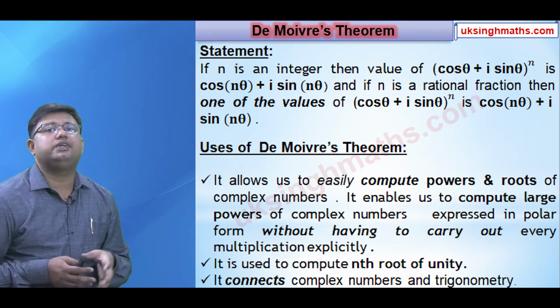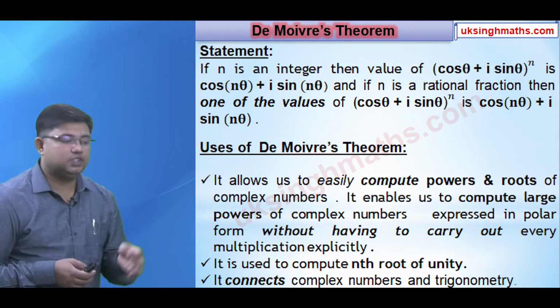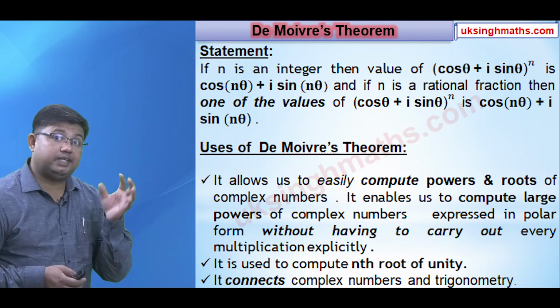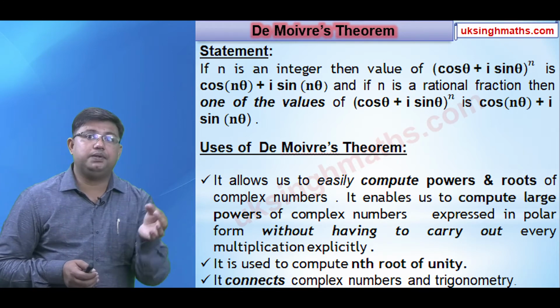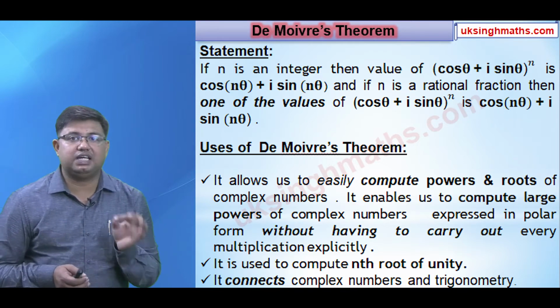If n is an integer, then the value of (cos theta + i sin theta)^n is cos n theta + i sin n theta. And if n is a rational fraction, then one of the values of (cos theta + i sin theta)^n is cos n theta + i sin n theta.